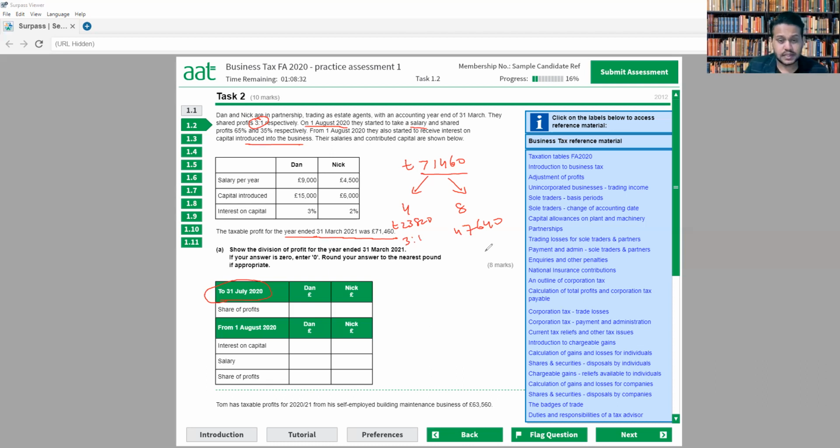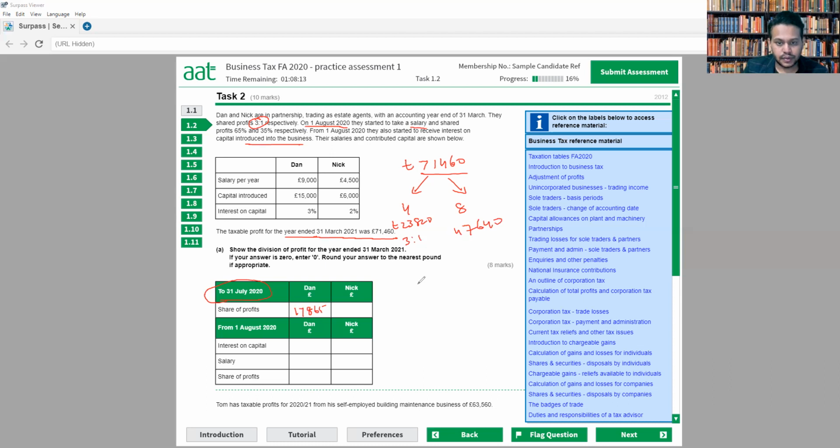23,820. The first one is very simple because there is no salary, nothing up to August. So you really don't have to worry about that. So divide by 4 times by 3, and that gives me 17,000. So then share profit 17,865. All we have to, we know how to do it, isn't it?